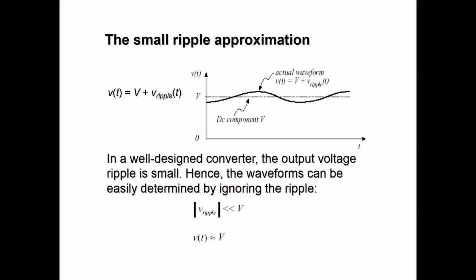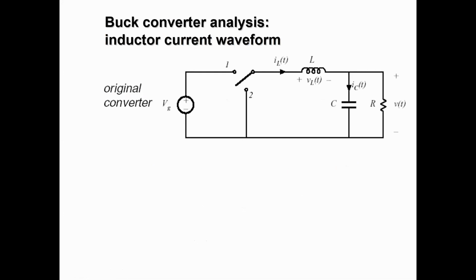It means that Vt, which in the first case was equal to V plus V ripple, we now apply the small ripple approximation in which we ignore these ripples. When the ripples are ignored, the output voltage is approximately equal to the pure DC. So we can say that Vt is equal to V. This condition is called the small ripple approximation.